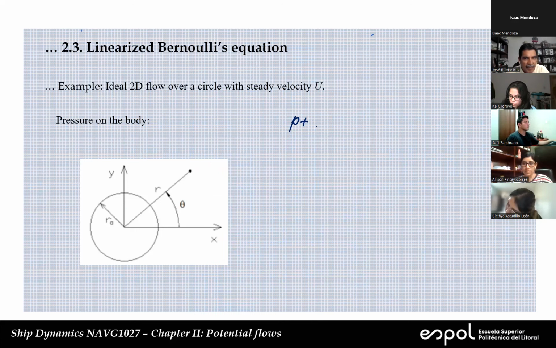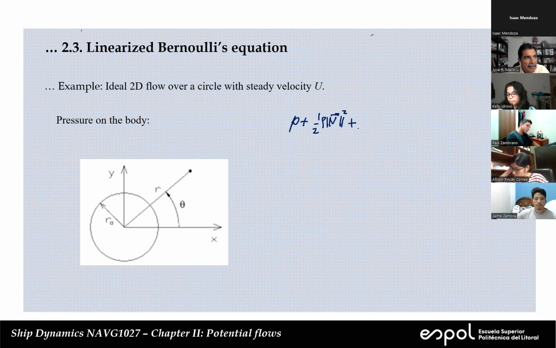Pressure plus one half rho velocity squared, plus the height, rho g z, and plus what? Rho dphi/dt. And that's equal to a constant, which depends on time.